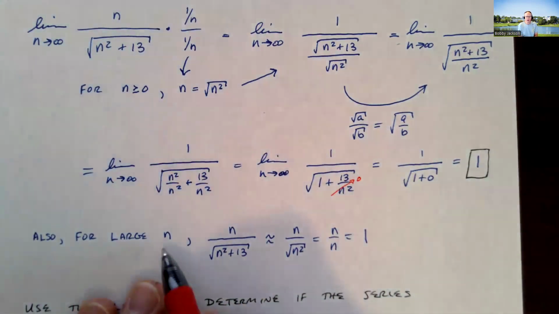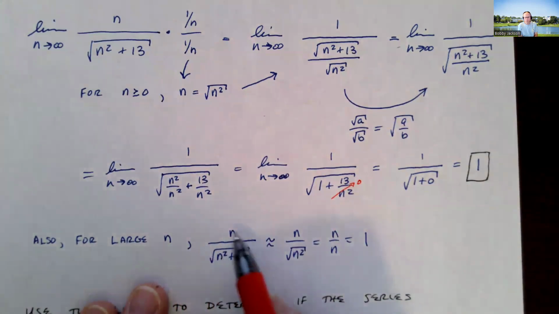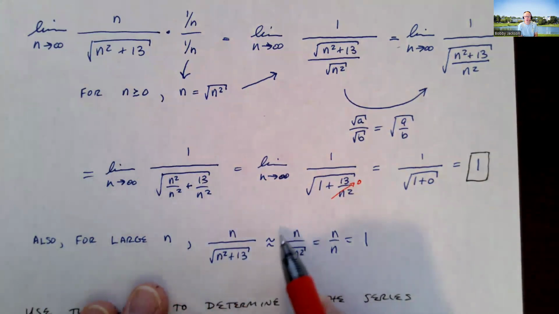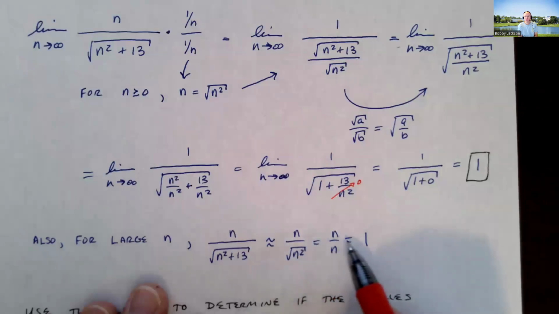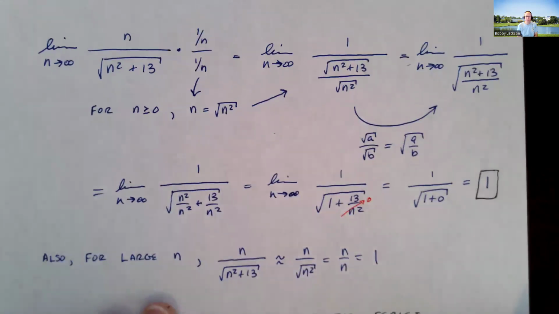Generally speaking, we can just think of it like this, so a little quicker: for large n, the n squared term down here will dominate the 13. It will be insignificant, so it's approximately this. So for large n, we're getting closer and closer to 1, so the limit should be 1. Okay, so that's the limit of the sequence.